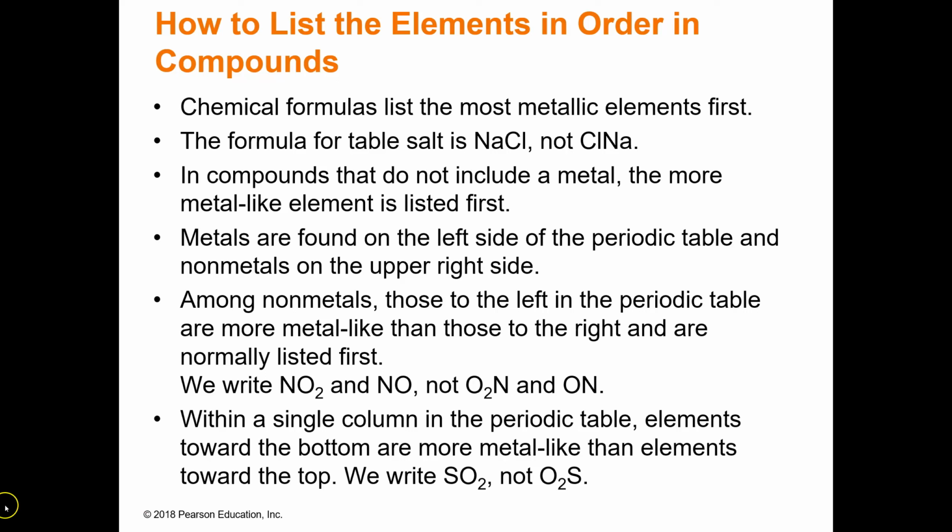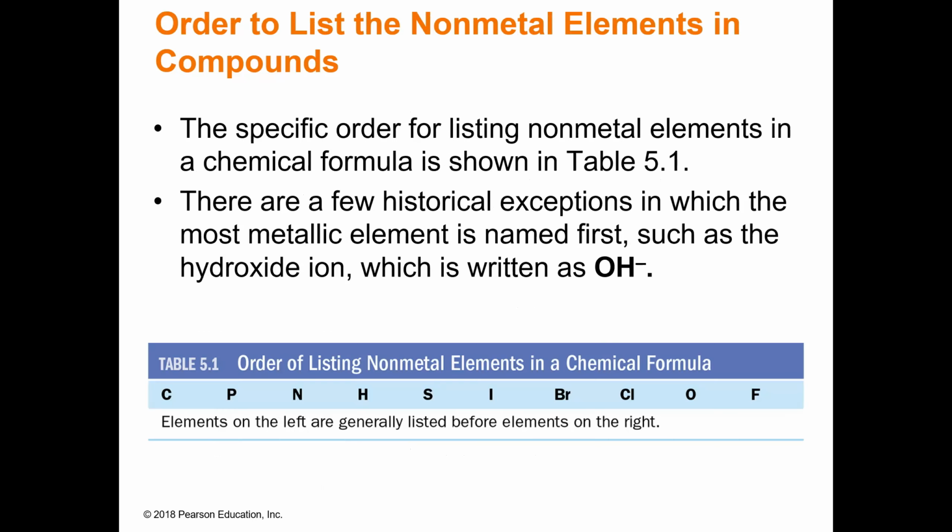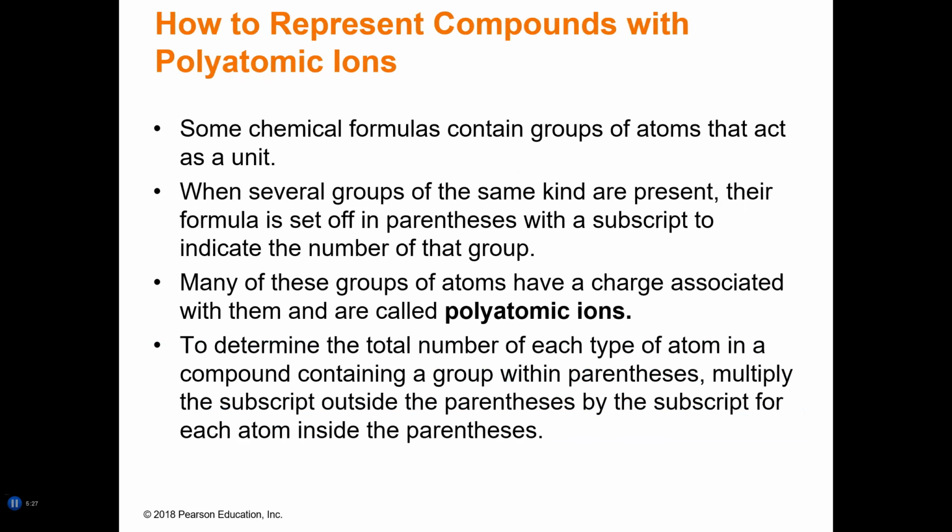For non-metal compounds, we go by position on the periodic table. Elements further to the left or lower down are listed first. So we say NO2 and SO2, not O2N or O2S. For non-metal-only compounds, chemists follow a general order when listing elements. It's based on their position in the periodic table. Further left and lower means they're more metal-like and get listed first. There are a few traditional exceptions like the hydroxide ion, OH-.